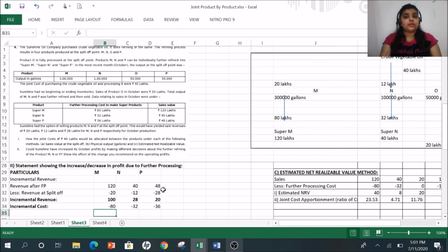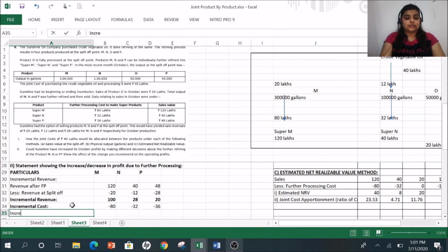Ma'am, why haven't you taken joint cost here? Joint cost is a cost which you have incurred before the split off point itself. Whether you do the further processing or you do not, you will have to bear this 40 lakhs. There is no way out that you can save this 40 lakhs. So that is why it is out of our decision. It is irrelevant for our decision making.